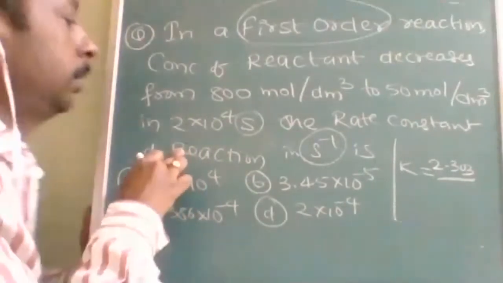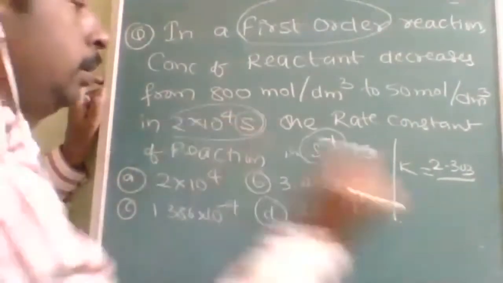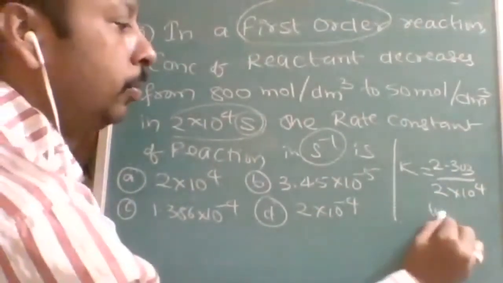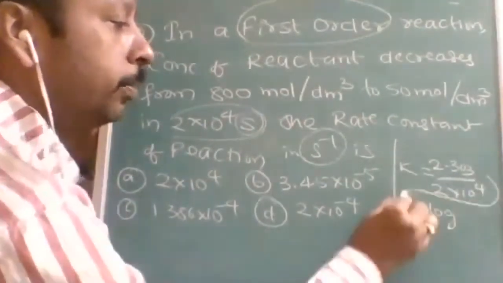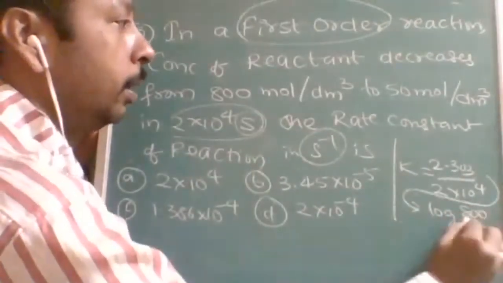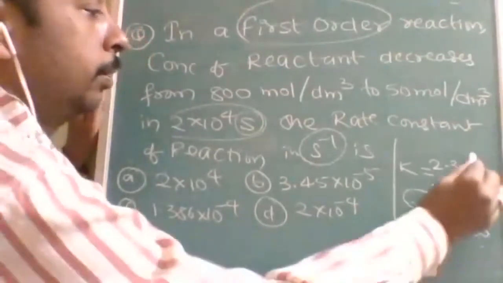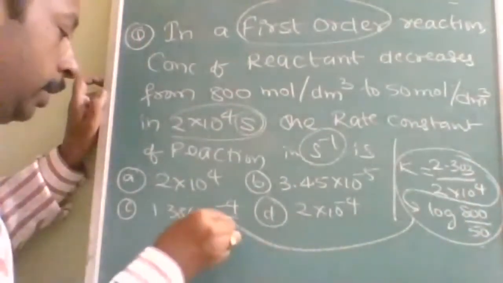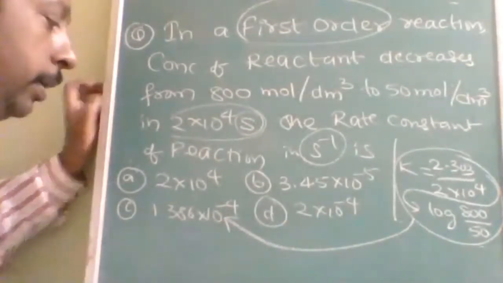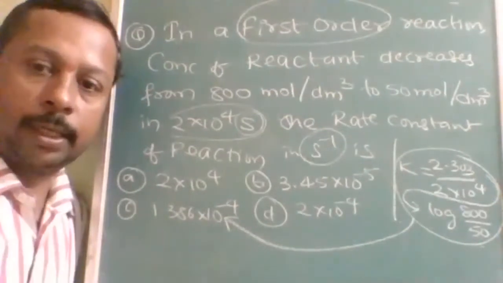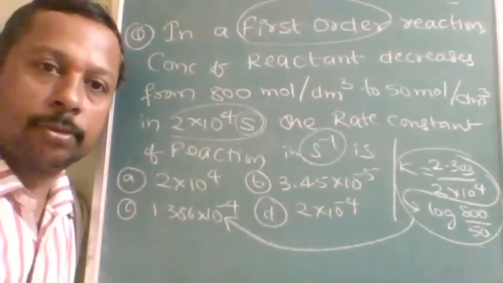The rate constant is 2.303 upon 2 into 10 to the power of 4 seconds, into log of a by a minus x, where a is 800 and it is 50. So if you simplify this, the answer will be somewhere around option C, 1.386 into 10 to the power of -4, which is the correct answer. Is it understood?